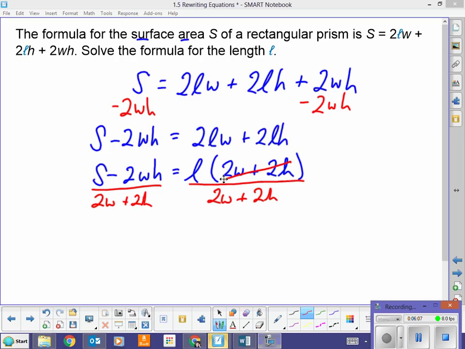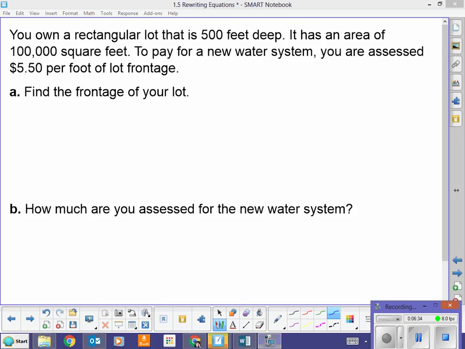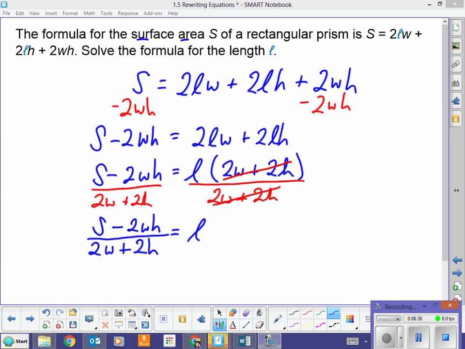Okay. And now, to get L by itself, I'm going to divide both sides by the 2W plus 2H, because over here, these will cancel, leaving me L on the right, and I want it by itself, which is what I have. So L equals S minus 2WH all over 2W plus 2H. Okay, so, oops, let me make sure I put a box around this so you know this is my answer.